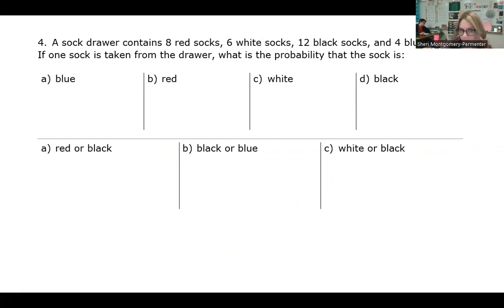On to the back. It says a sock drawer contains 8 red socks, 6 white socks, 12 black socks, and 4 blue socks. If one sock is taken from the drawer, what is the probability that the sock is blue? So again, probability is the part out of the whole. So how many socks are there total?